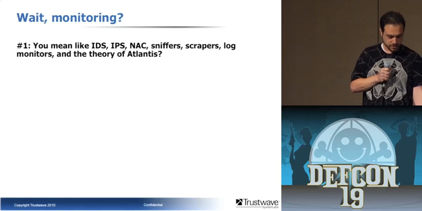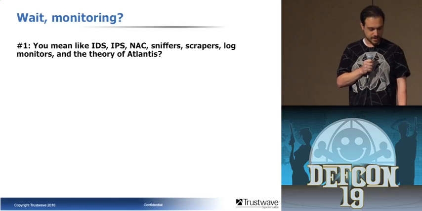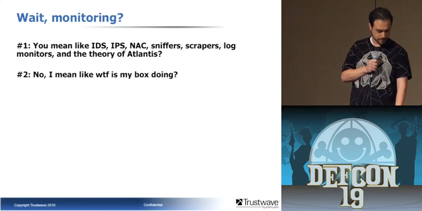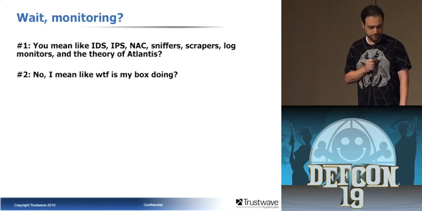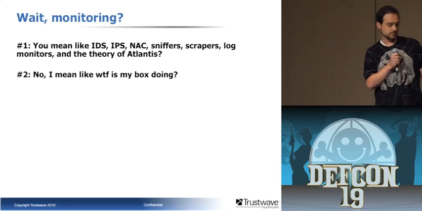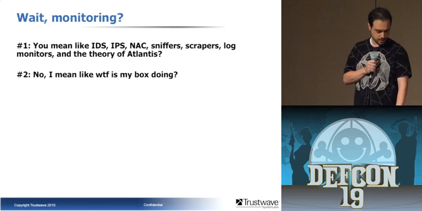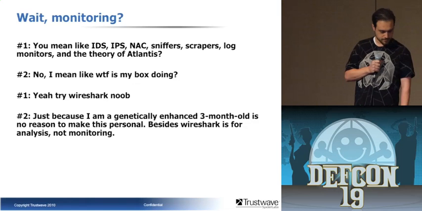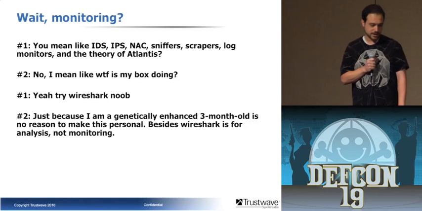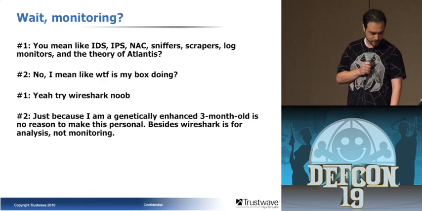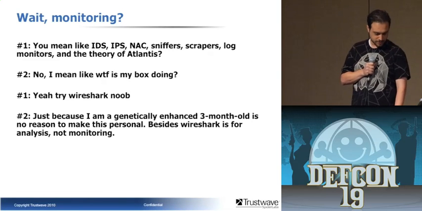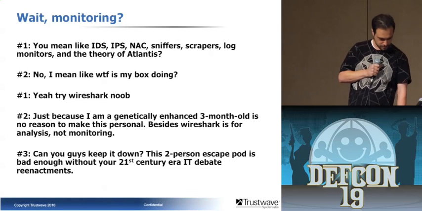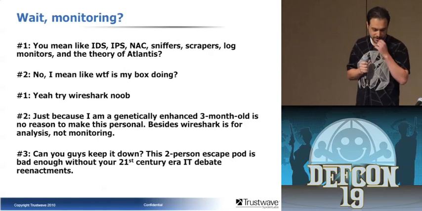So basically, you mean like IPS, IDS, NACs, sniffers, scrapers. Yeah, okay. And then, no, I mean like, WTF the box is doing, right? And then, yeah, but try Wireshark, newbie, and then it just kind of devolves from there. I don't really know what happened after that, but there's something about the fact that Wireshark is for analysis, and then I don't think that has any value at all.